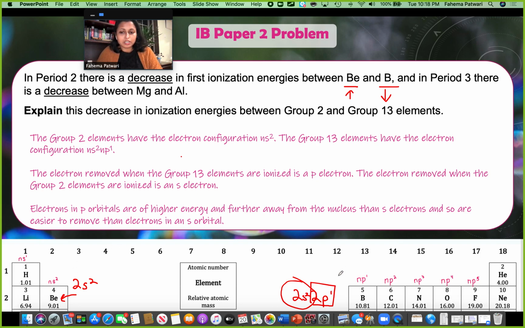Electrons in the p orbital are of higher energy and they're further away than the s electrons, and so are easier to remove than electrons in an s orbital. So I'm realizing now that that is a completely different explanation from what I just verbally said to you, but both of those explanations are valid.